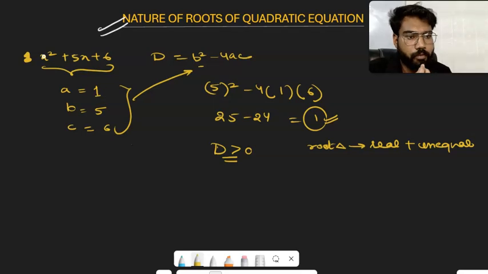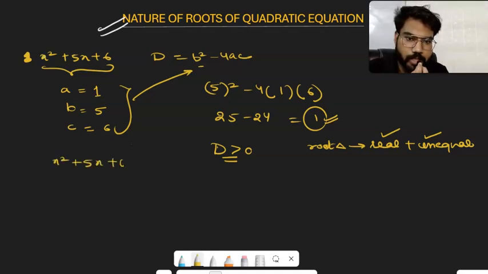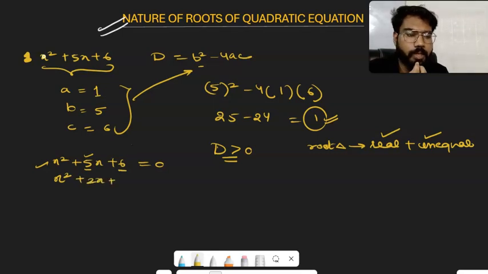That means we will have real roots, but the roots will be unequal. So let's verify. x square plus 5x plus 6 equal to 0. Now find two numbers with product as 6 and sum as 5. So clearly 2 and 3. Splitting the middle term, x square plus 2x plus 3x plus 6 is equal to 0.